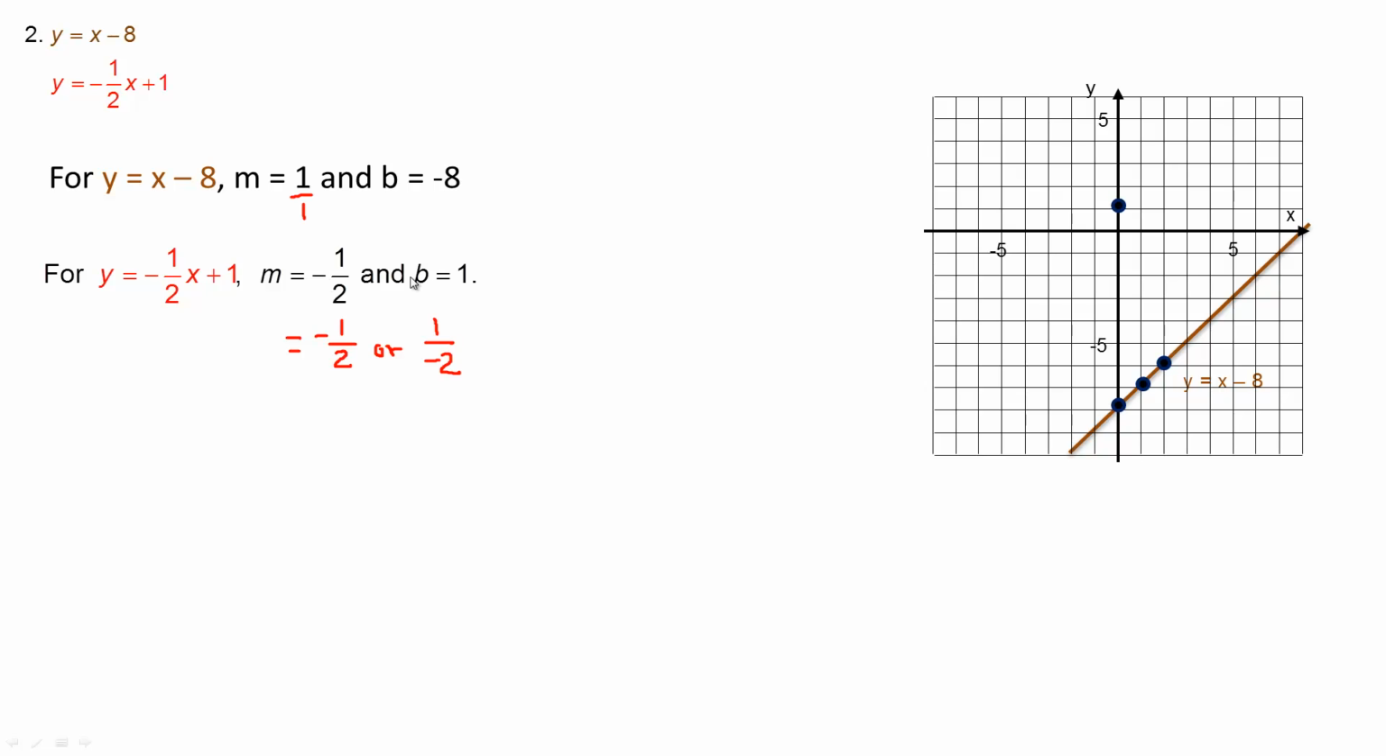So only one of them is negative. So down 1 to the right 2 would be this point. Now, if we wanted to use this one, we could instead, let's say, start here.